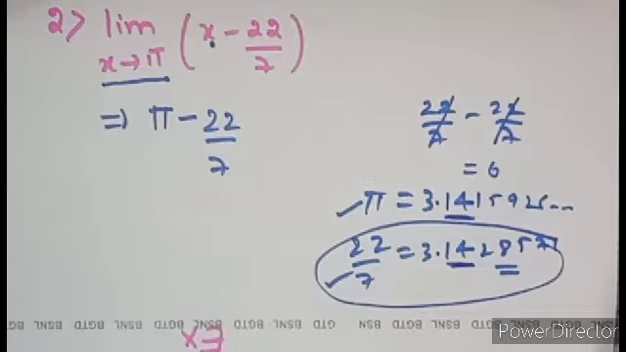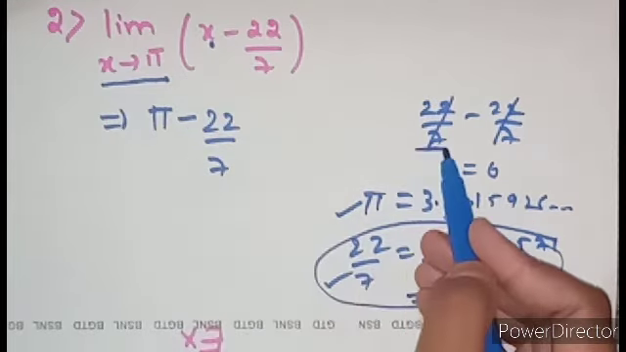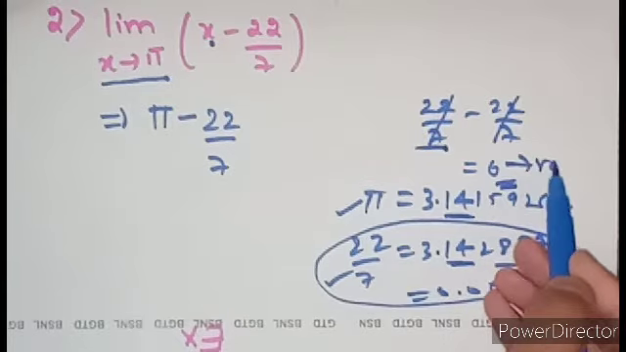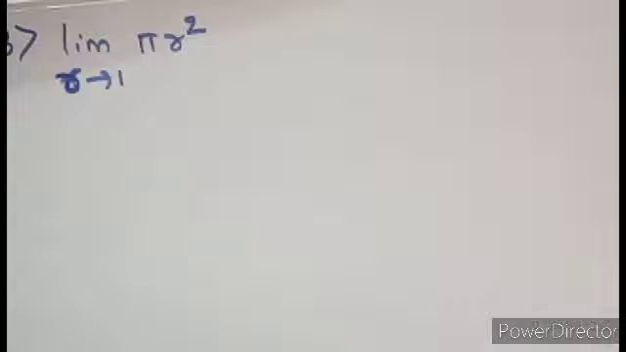If we subtract 22 by 7 from pi, we'll get 0.00 something and this is again an irrational number. But if we substitute 22 by 7 in place of pi, we'll get 0. 0 is a rational number, but here we are getting an irrational number. So don't put 22 by 7 in place of pi because it is the approximate value of pi, not the exact value. So this is the required answer. Pi minus 22 by 7 is the correct answer, not 0. Okay. I hope you understood second problem.